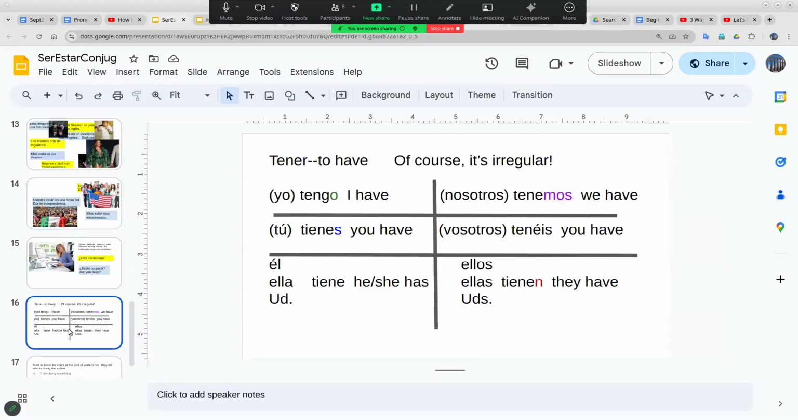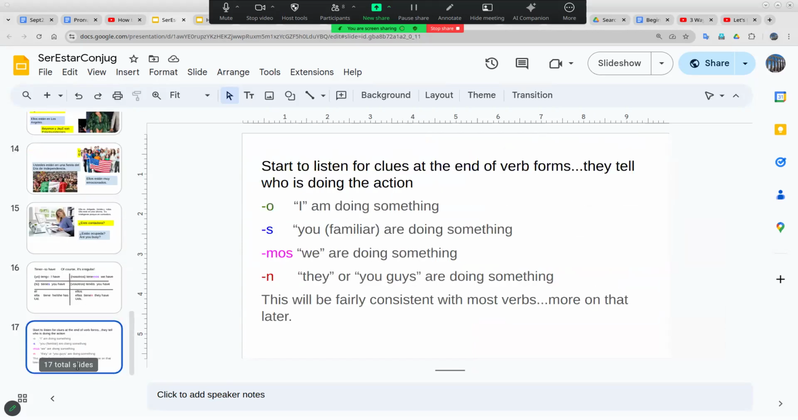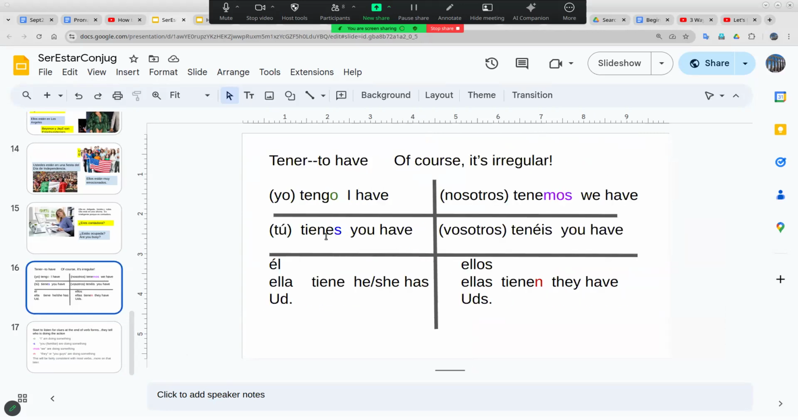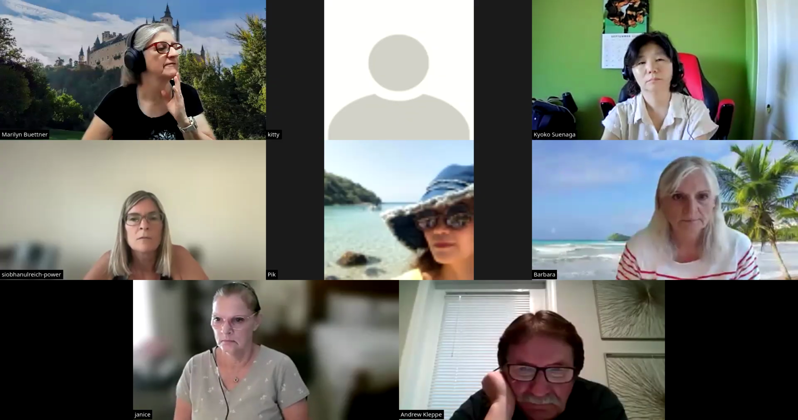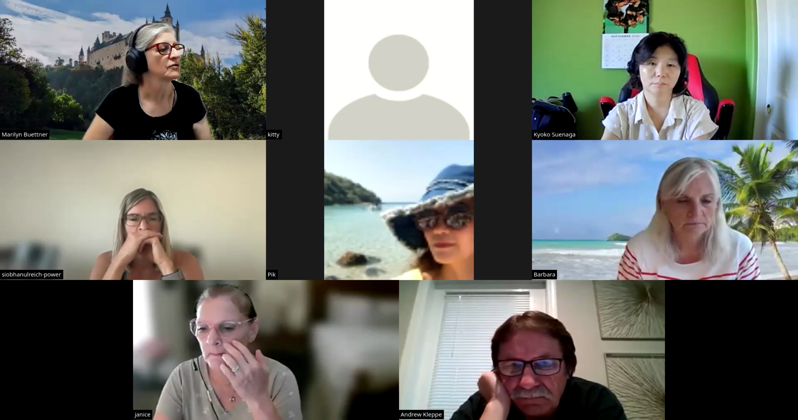And we're going to cover this tener thing a little bit more next week. But do check out the back slides, and we'll talk about this tener thing a little bit more next week. Okay, bien. Let's take a look at, momentito, I need to find the correct screen here.